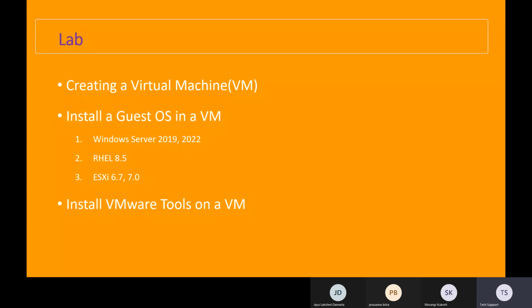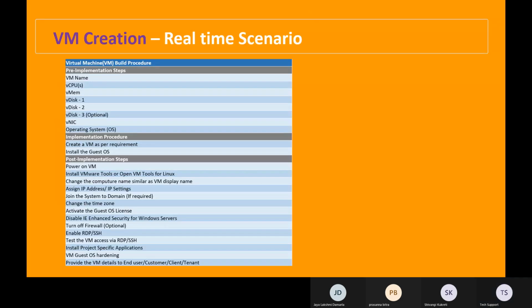Okay, now we can observe the lab. So before creating the virtual machine, suppose in the real-time scenario, how will it be? Yesterday we observed the workstation VM creation. For testing purposes, we created whatever we required. But in the real-time scenario, it is divided into three steps. The first one is pre-implementation steps, the second one is the implementation procedure, and the third one is post-implementation steps.